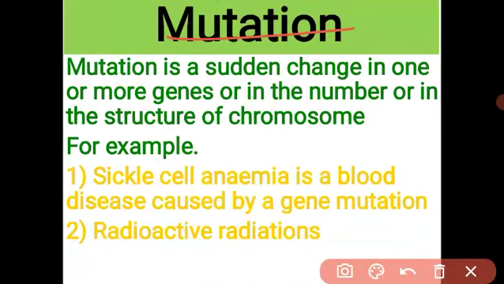For example, sickle cell anemia is a blood disease. It is also caused by mutation of the genes. It also changes the DNA, resulting in the production of sickle cell RBCs. And radioactive radiation also alters the gene structure, and its effect can be seen from generation to generation, meaning a sudden change in the genes by the effect of radioactive radiation.